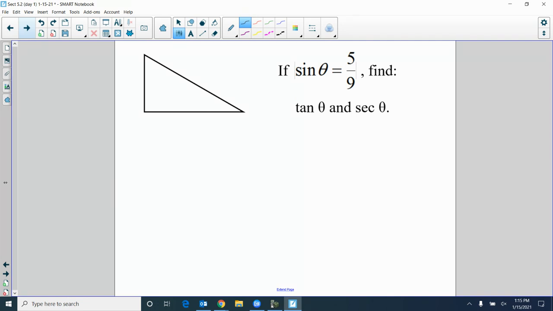Now, you don't always have to find all 6. So for this one here, let sine of theta equal 5/9 and only find tangent of theta and secant of theta. Now, I know you don't have the picture there. You're not always given it, but I think it's always good to draw it. So I'm going to put theta down here, and that means my opposite side is 5, my hypotenuse is 9. All right, go ahead and find that missing side. It will be a radical, and it does simplify, and then we'll finish it.